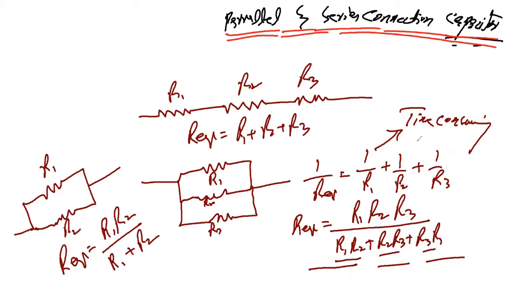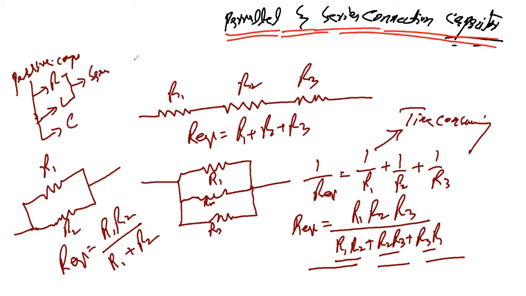Now, come toward the capacitor. We have three types of passive component, which I discussed. One is the resistor, the second one is the inductor, and the third one is the capacitor. The parallel and series combination of resistor and inductor is the same.